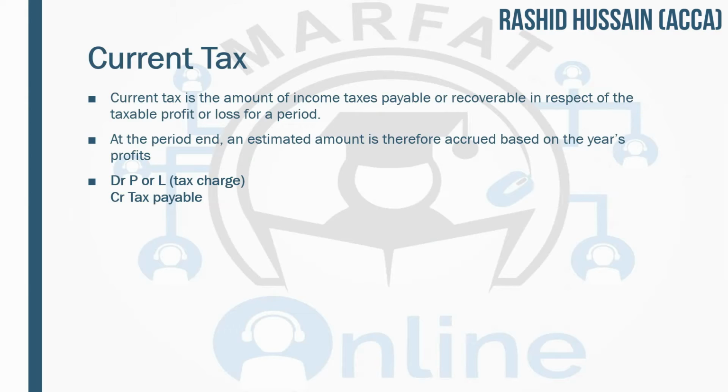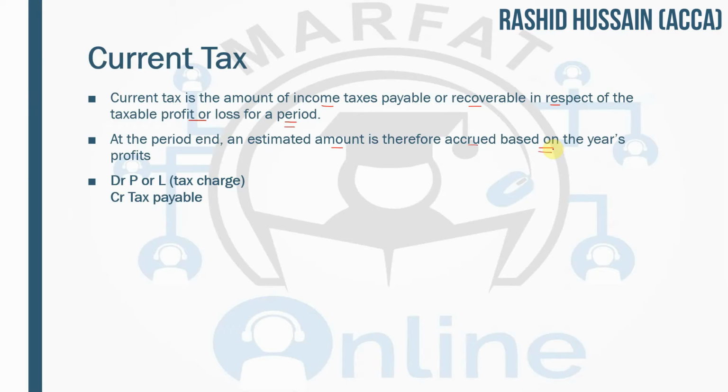So when we are talking about the estimated tax, that means when the actual tax is calculated, the actual tax may be significantly different from the one you have estimated. And that will lead to the under and the over provision, which we are going to discuss shortly. So current tax is the amount of the income taxes payable or recoverable in respect of the taxable profit or loss for a period. That means it is going to be for the particular year we are talking about. At the period end, an estimated amount is therefore accrued based on the year's profit.